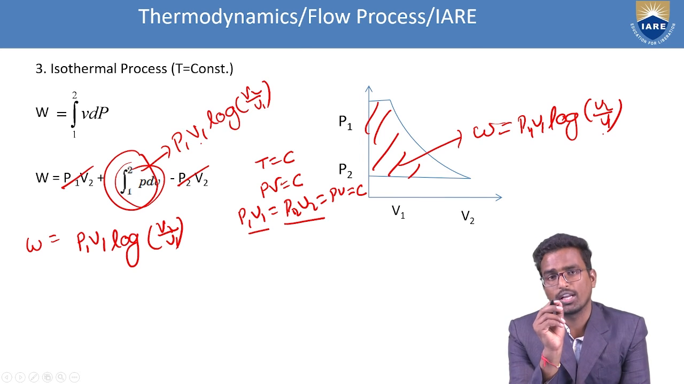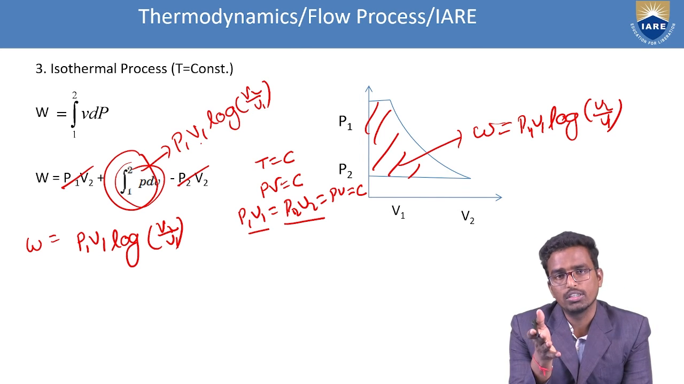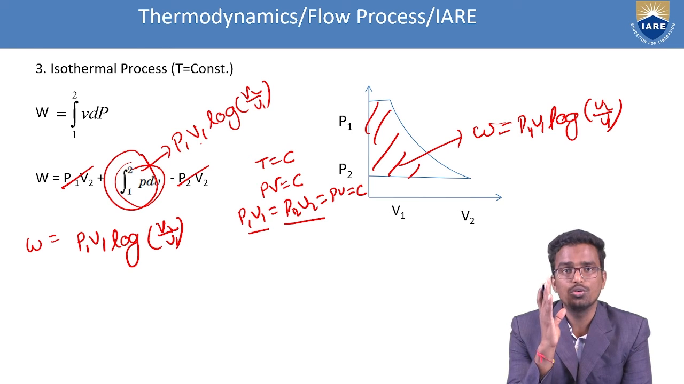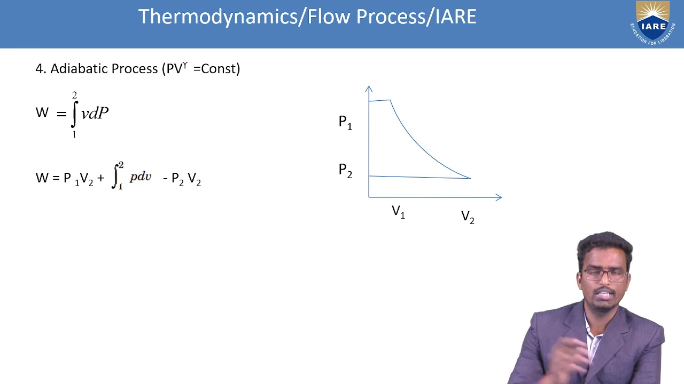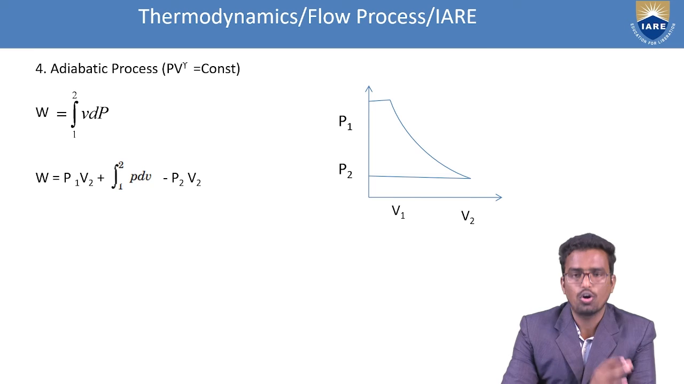So from this you can understand that whether it is a flow process or a non-flow process, for an isothermal process the value of work is equal. Either flow or non-flow, the work done is equal in both cases. Right? That's what we can understand from this. Then we can do the same for the adiabatic process. Please concentrate on this one.